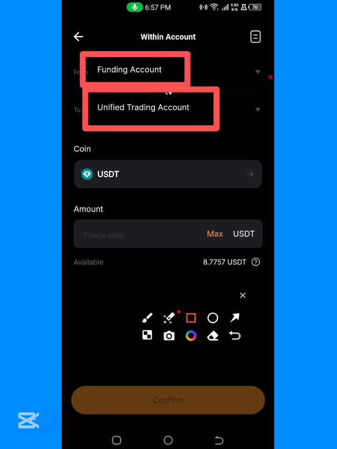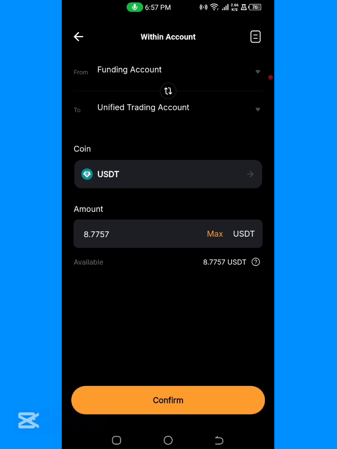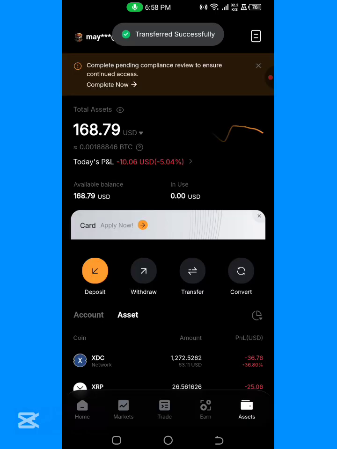You can see in my funding account I have $8. So I'm going to transfer this $8 to show you in a practical way how to trade futures on Bybit. Let me click on maximum, then transfer it. I will click confirm. So I have transferred it, and let's assume you don't have money. That means you need to buy USDT from the P2P section of Bybit.